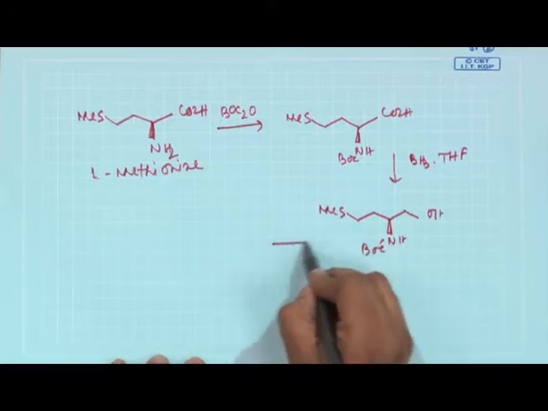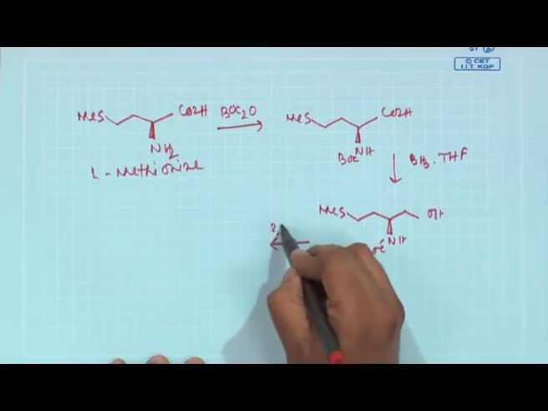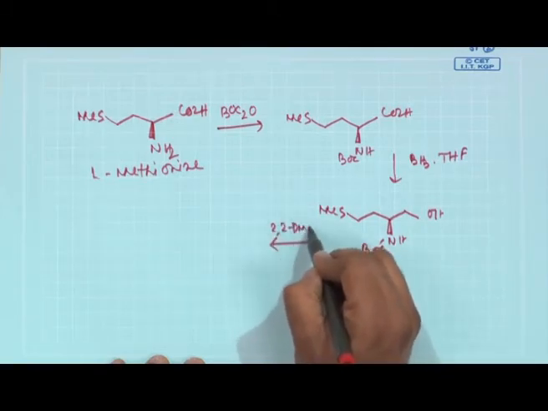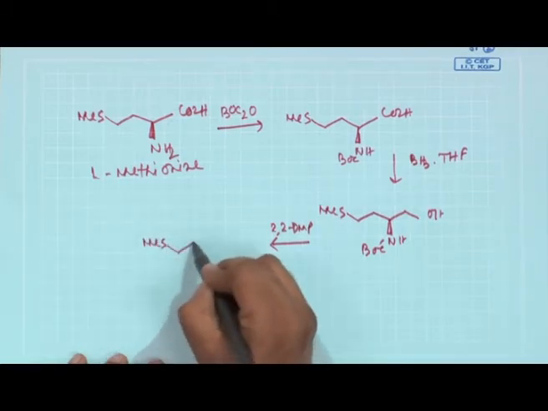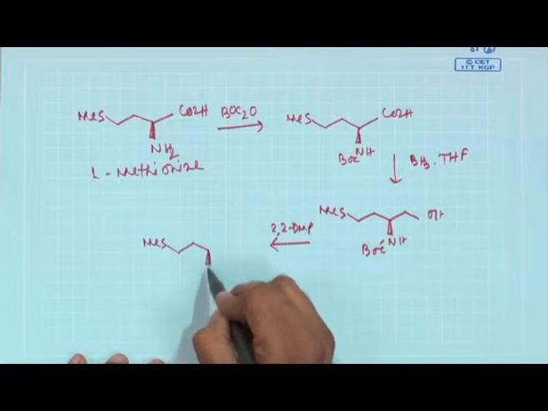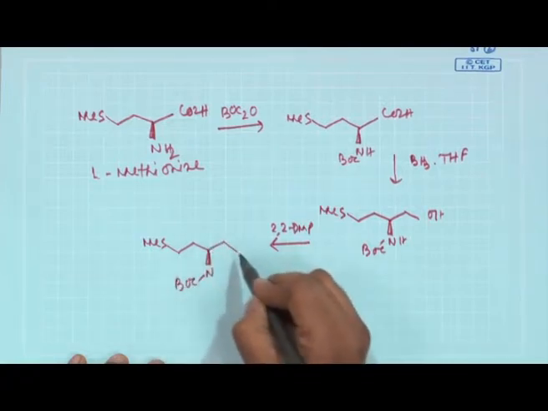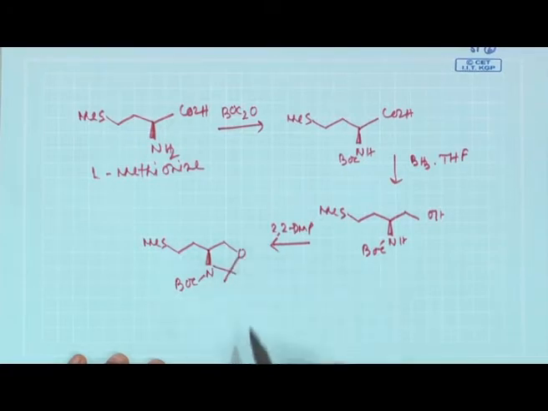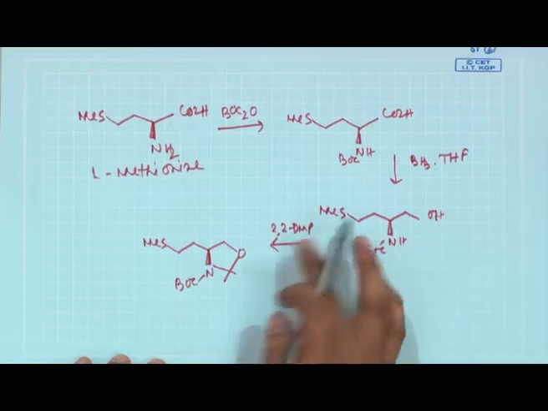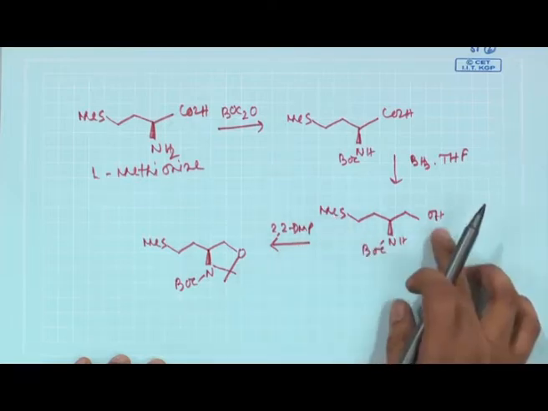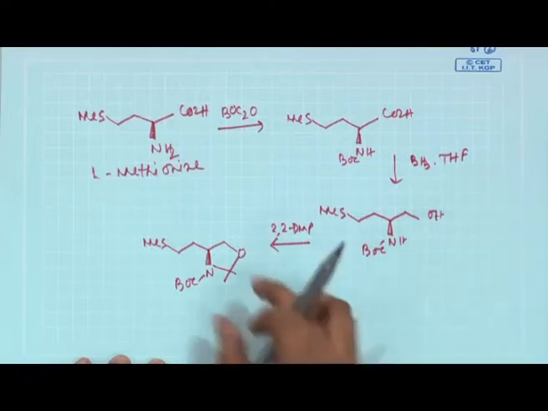Now, this primary alcohol will be protected as an acetonide with 2,2-DMP, the same way as in Boc and these things. In the earlier case, L-serine already had a hydroxy group on the left-hand side. Here, the hydroxy group we are creating is on the right-hand side to close the ring.